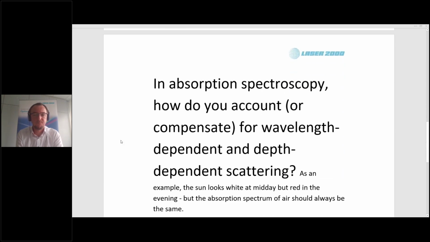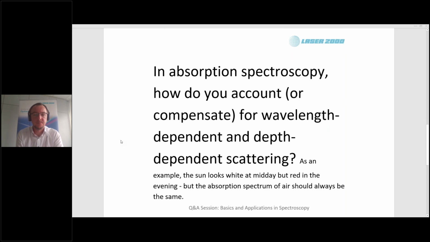Okay. This is a very fine question. I don't know if I have the correct answer on this, but let me read it out loud. In absorption spectroscopy, how do you account or compensate for wavelength dependent and depth dependent scattering? As an example, the sun looks white at midday, but red in the evening, but the absorption spectrum of air should always be the same.